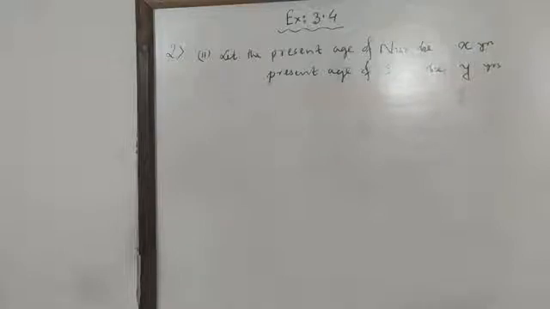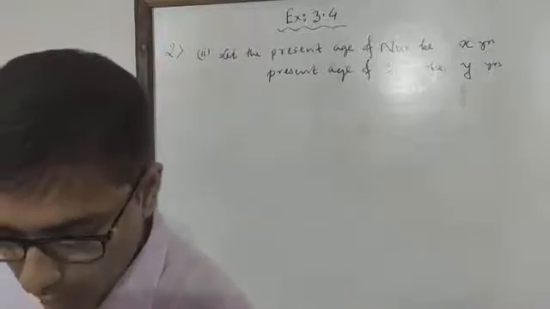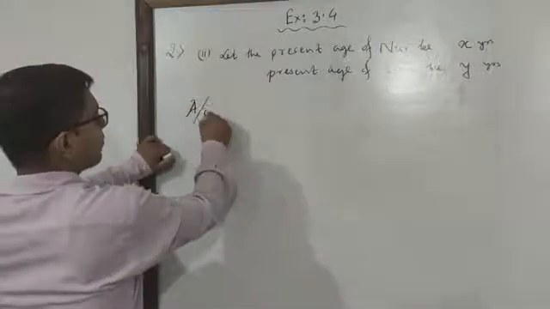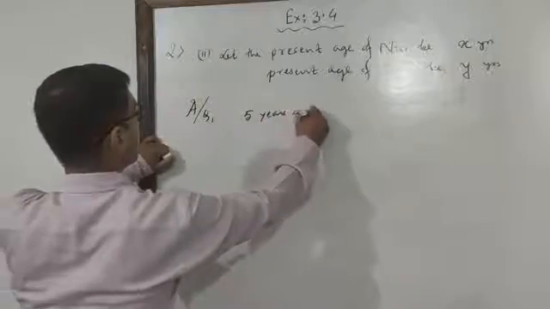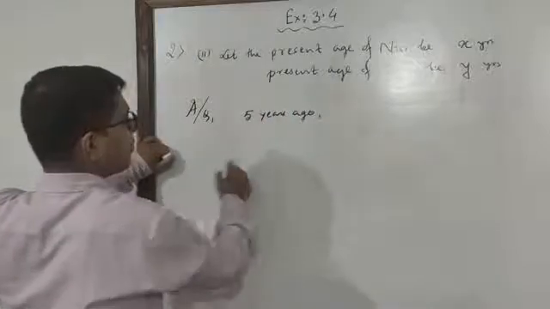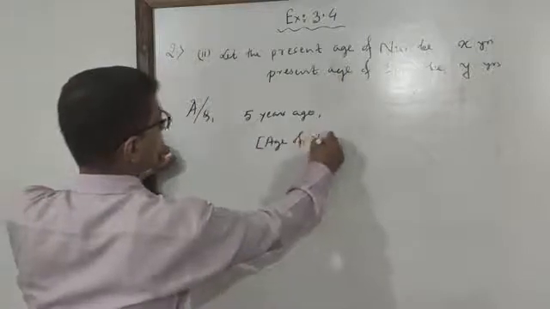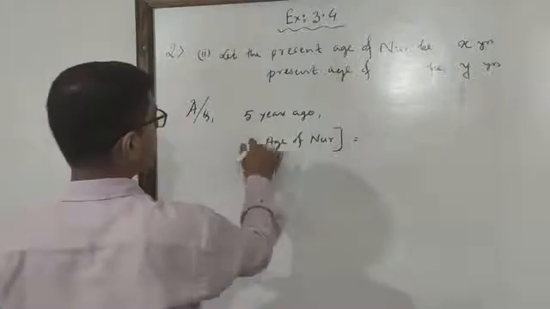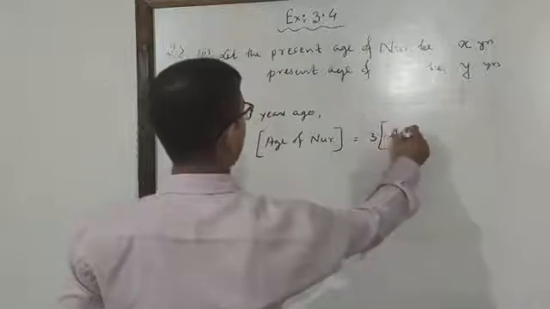Now the conditions. There are two conditions. The first condition is 5 years ago Noor was thrice as old as Sonu. So according to the question, 5 years ago, the age of Noor was thrice as old as Sonu. So 3 times the age of Sonu.